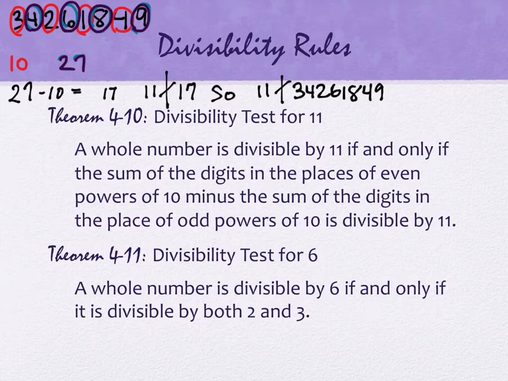So it's not a hard rule to sort of do. It's just not convenient to write down.